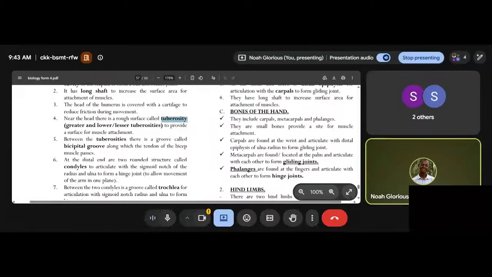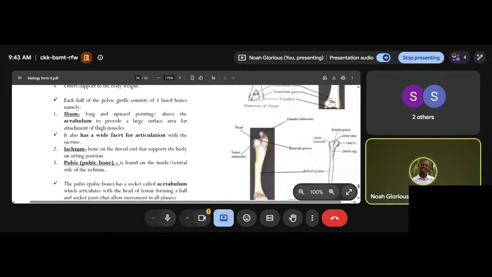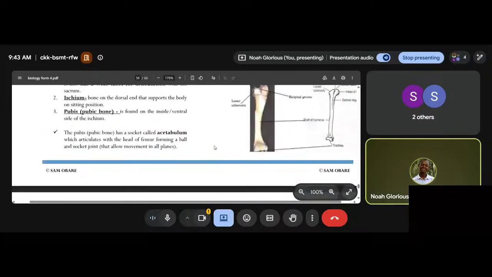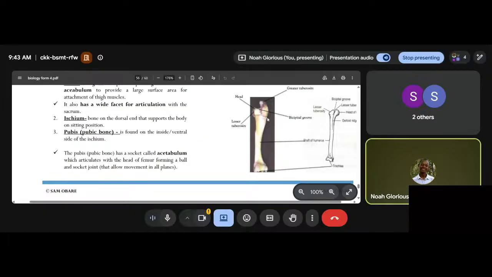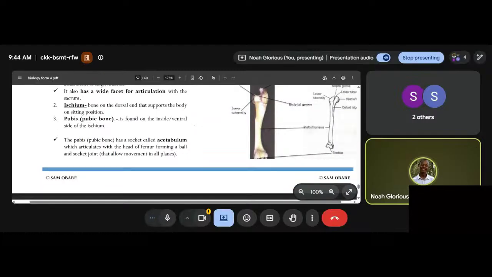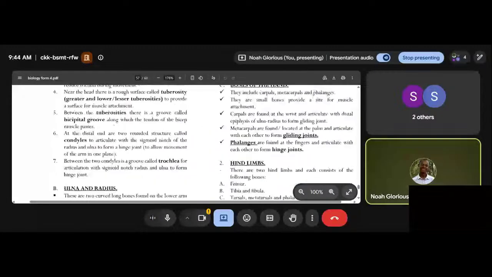And then there is kitu ambayo tumesema inaitwa bicipital groove. I don't know whether it's better that you would be having this diagram so that you could be following along from your side. We have the bicipital groove here between the greater tuberosity and the head. This part here is known as the bicipital groove. Its function is for the attachment of tendons. We already said the functions of tendons, and for the attachment of biceps muscles.